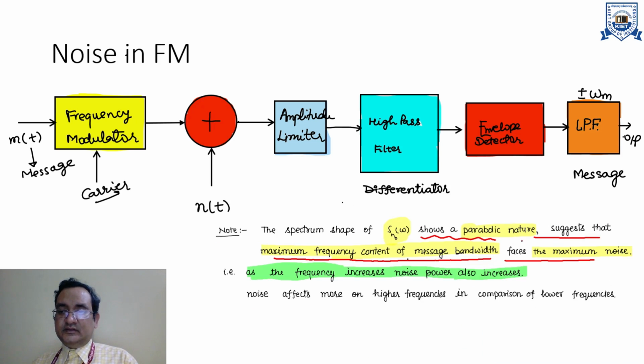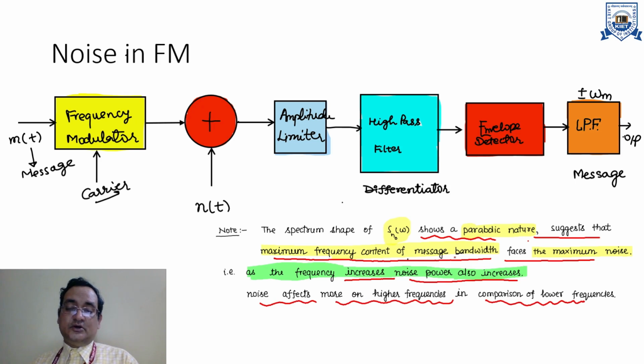That's why I'm saying that the parabolic nature suggests that the maximum frequency content of the message bandwidth faces the maximum noise. That means as the frequency increases, the noise power also increases. So this noise affects higher frequencies more in comparison to the lower frequencies. So we have to arrange, or mechanize, some circuitry that will just reverse this process.